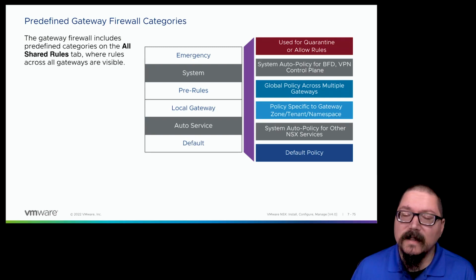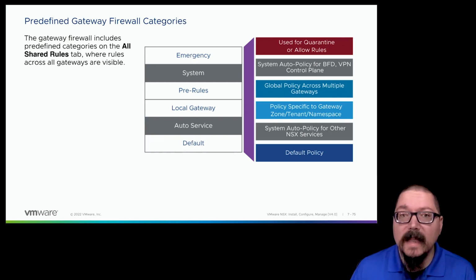The system category here, as well as the auto service category, these are grayed out, right? These boxes here are grayed out because you and I are not going to configure rules in there. The system category is where the system is going to create rules for the system to function, BFD or VPN control plane, things like that. The auto service category is where rules that are required for my services to function will automatically be configured. So when I configure a service on a gateway and it needs a firewall rule, this is where that firewall rule is going to go.